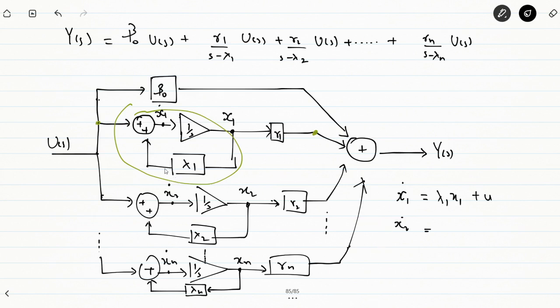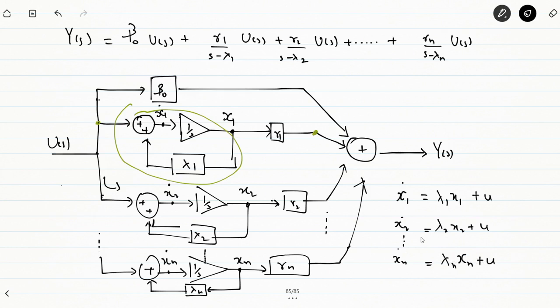So x1 dot will be equal to u of s plus lambda 1 times x1. x2 dot will be equal to u of s plus lambda 2 x2, lambda 2 x2 plus u. Say xn dot is the easiest of the three canonical forms. xn dot will be equal to lambda n xn plus u.